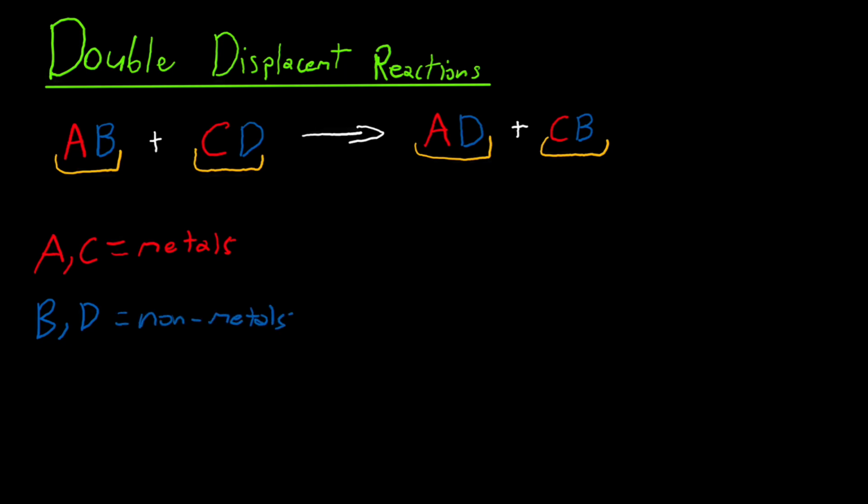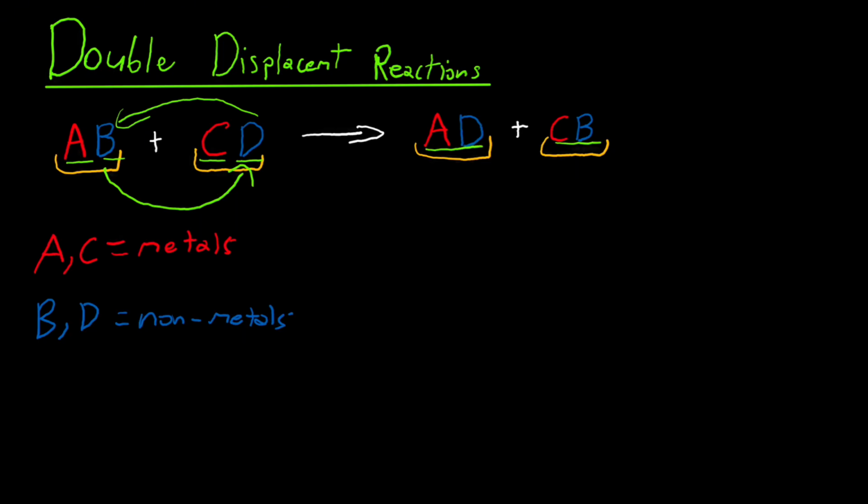Essentially what happens in double displacement reactions is that the metals switch their nonmetals. So before, A was in a compound with B, and C was in a compound with D. But after both compounds reacted with each other, each metal had the other's nonmetal.